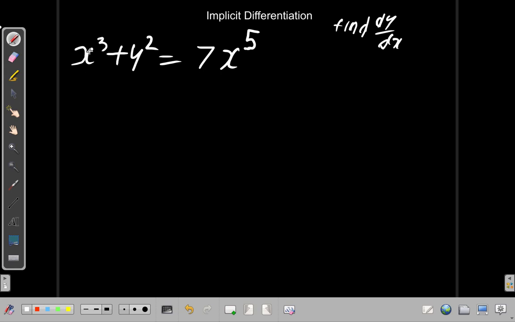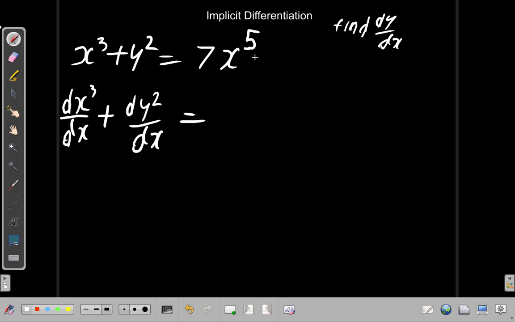So, the derivative of x cubed with respect to x, so you say d of x cubed by dx, plus the derivative of y squared with respect to x, so you say d of y squared by dx, equals the derivative of 7x to the 5 with respect to x, which is the same thing as 7 times the derivative of x to the 5 with respect to x. You can bring the 7 to the front and just multiply, because it's not going to change the 7.